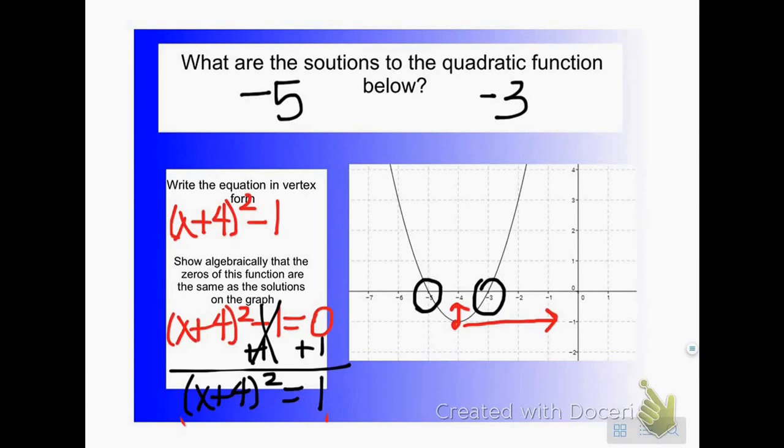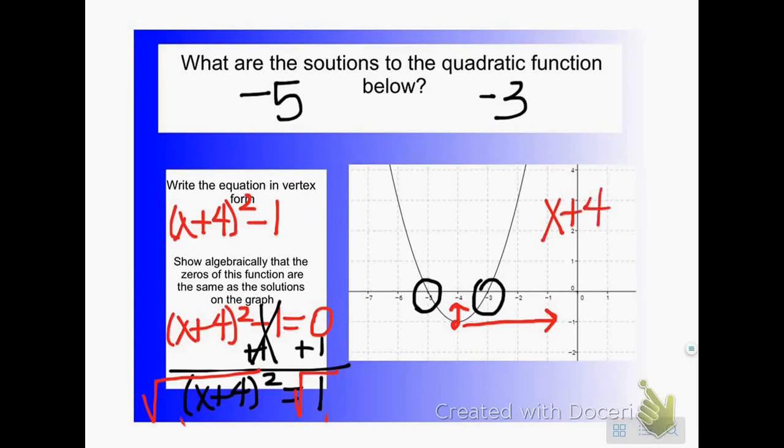Now, how do I get rid of my exponent? Well, the opposite of square is square root. So what I do to the left, I also do to the right. So when I do that, the exponent and the radical eliminate each other. So that leaves me x plus 4 equals 1. And remember, if I square 1, I get 1. But also if I square negative 1, I get 1.